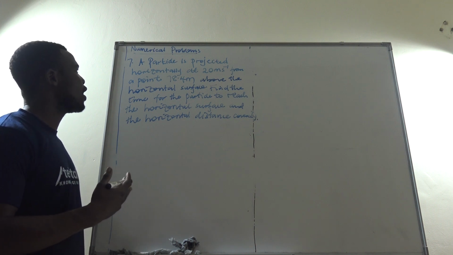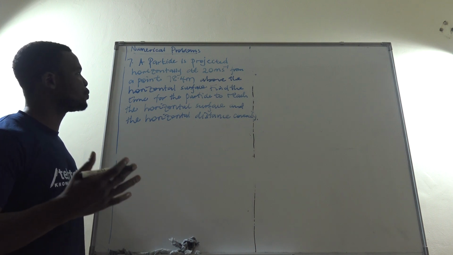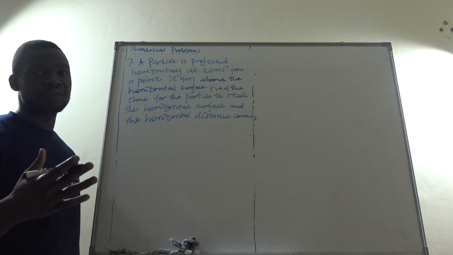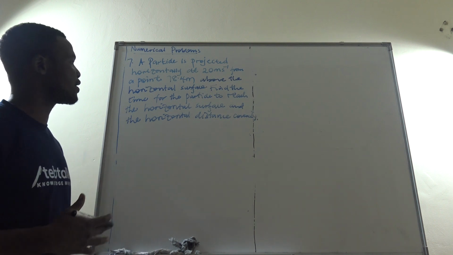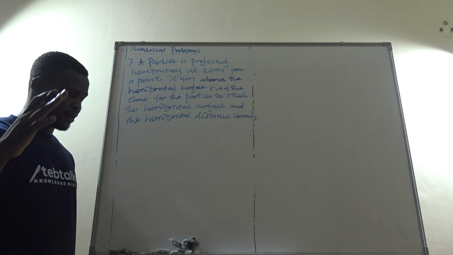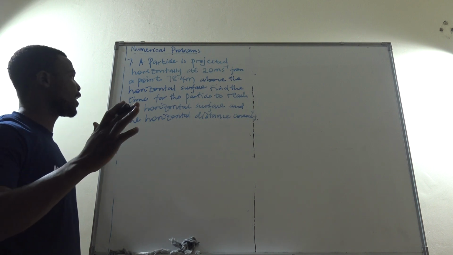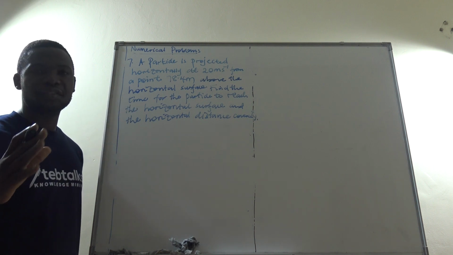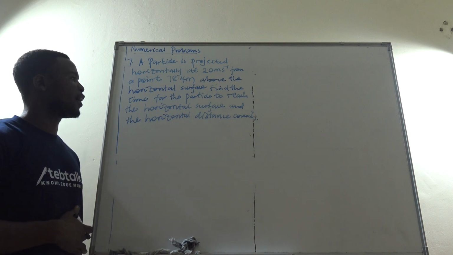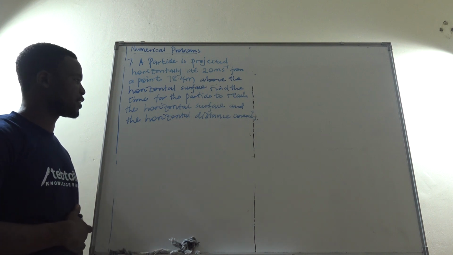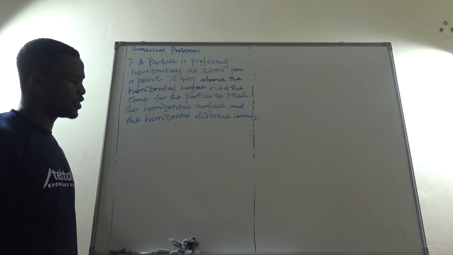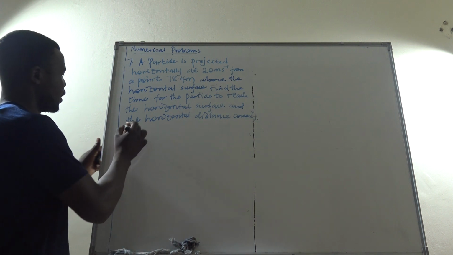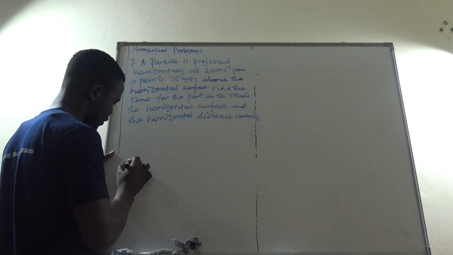Our question reads that a particle is projected horizontally at 20 meters per second from a point 78.4 meters above the horizontal surface. We are required to find the time for which the particle reaches the horizontal surface and then the horizontal distance covered. So let's try to sketch.